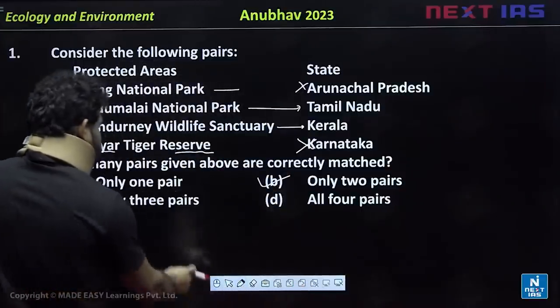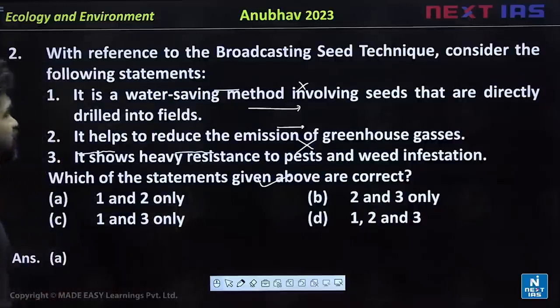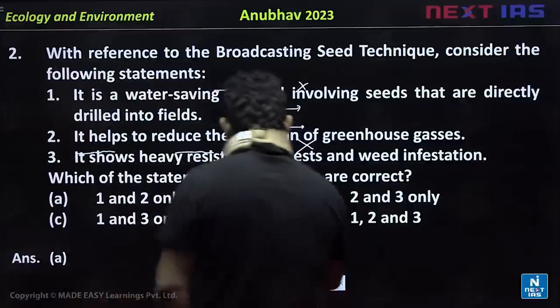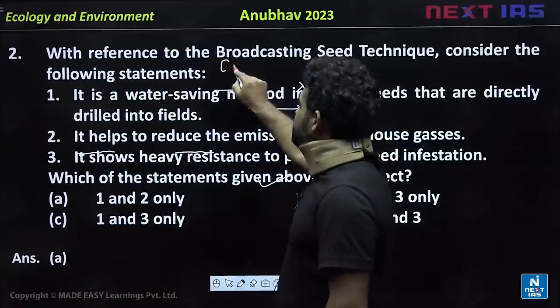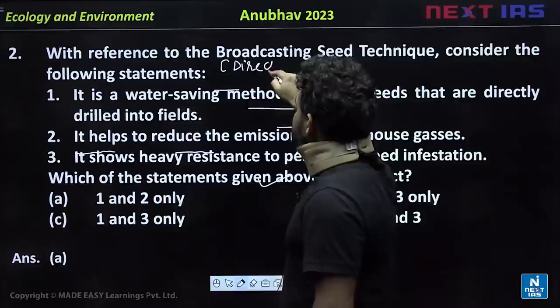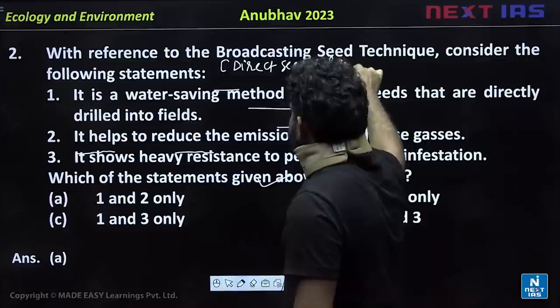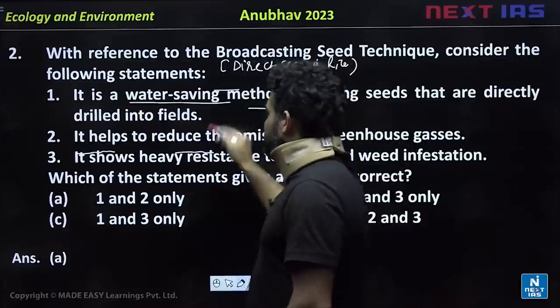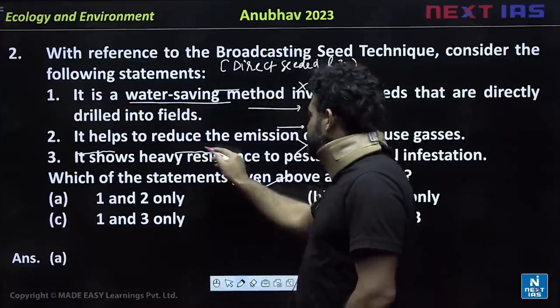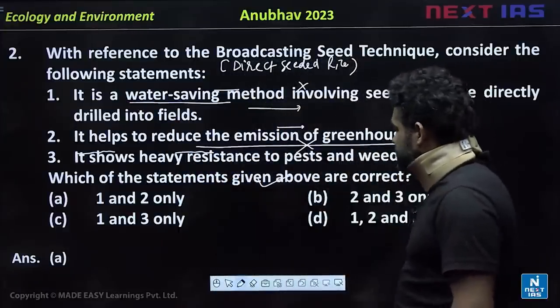That's one. Next is, with reference to broadcasting seed technique, consider the following statements. The question, I think, is with respect to direct seeded rice. So when we say direct seeded rice, in that case there is water saving, yes. It helps to reduce the emission of greenhouse gases, yes.